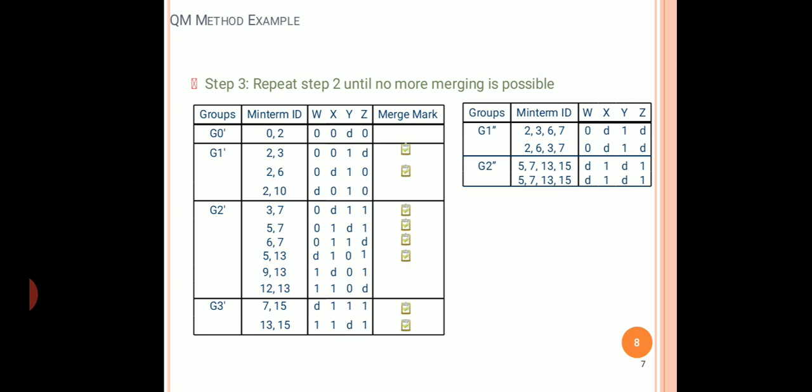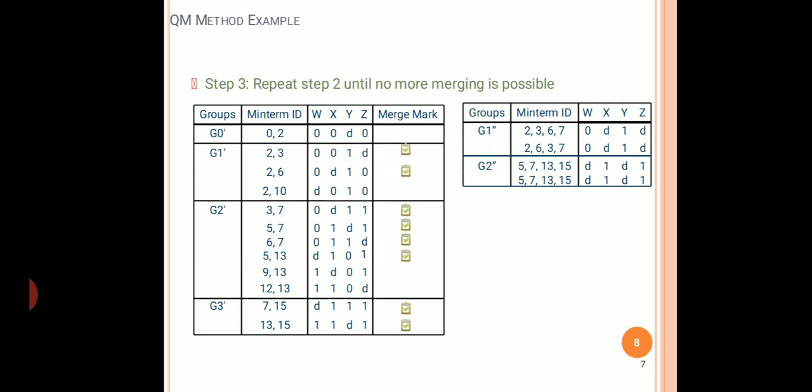Here the group G1 dash dash and G2 dash dash. Here you can start from G0 dash dash and G1 dash dash, no problem, because it will not be included afterwards, because it is only the name which you have given.